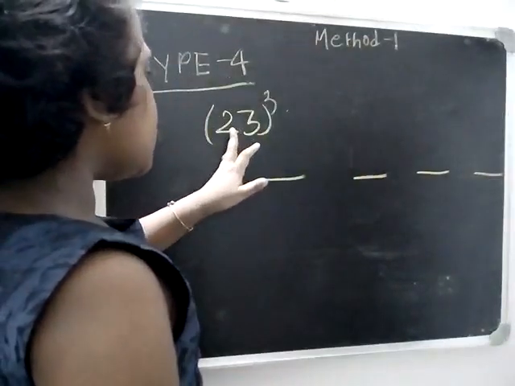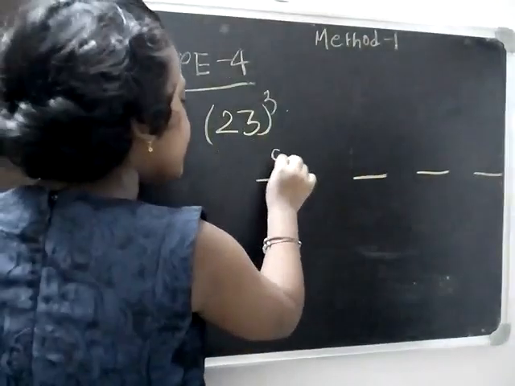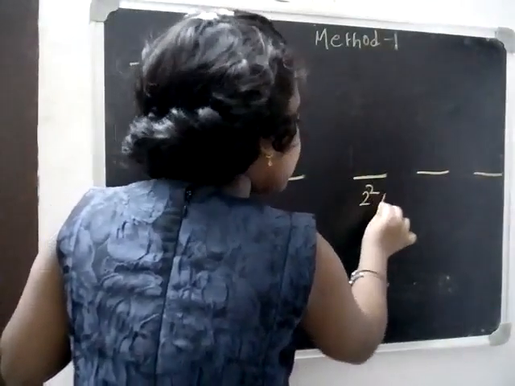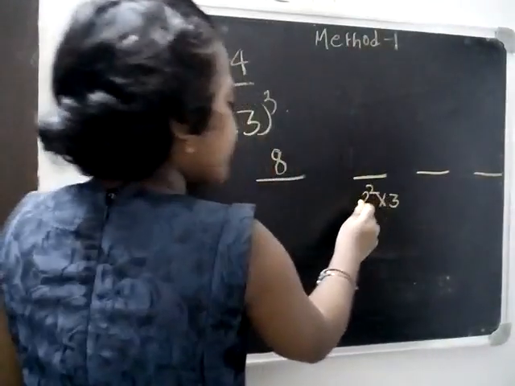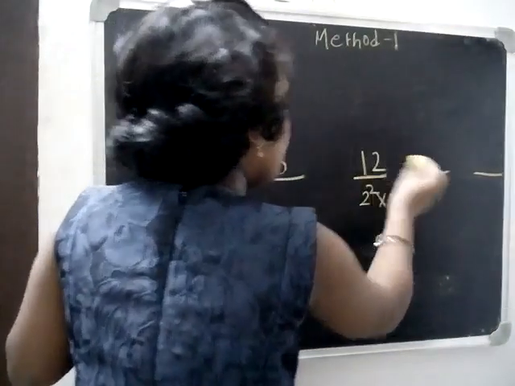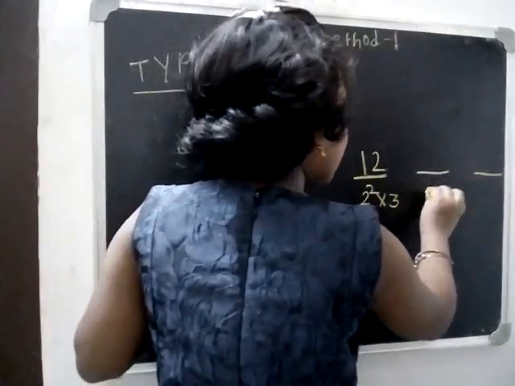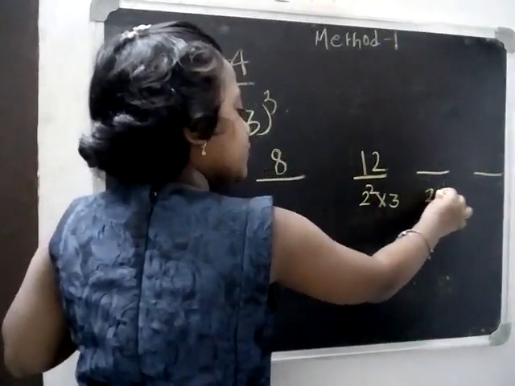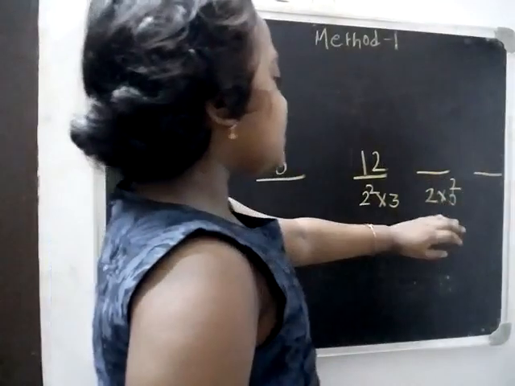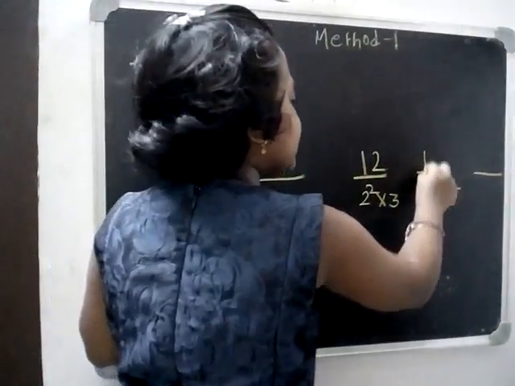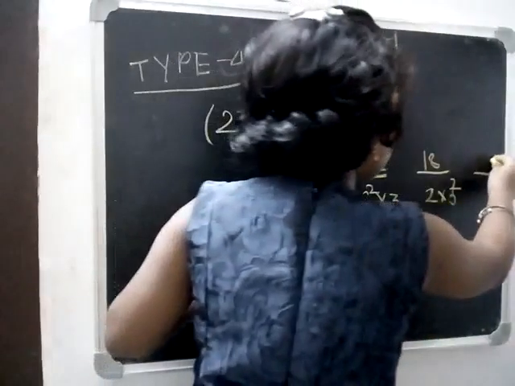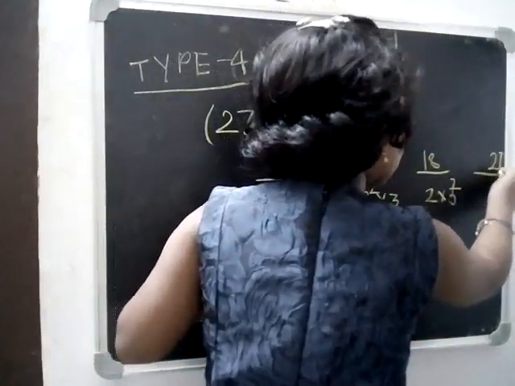First 2 cube. 2 cube is 8. In the next blank it's 2 square into 3. 2 square is 4. 4 into 3 is 12. In the next blank it's 2 into 3 square. 3 square is 9. 9 into 2 is 18. Next it's 3 cube. 3 cube is 27.